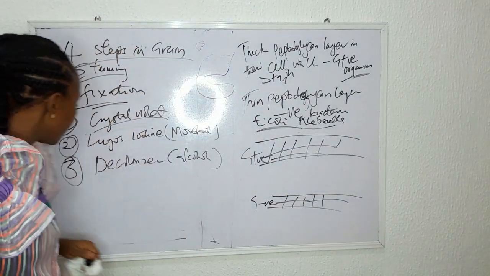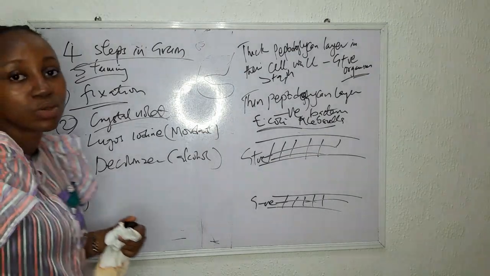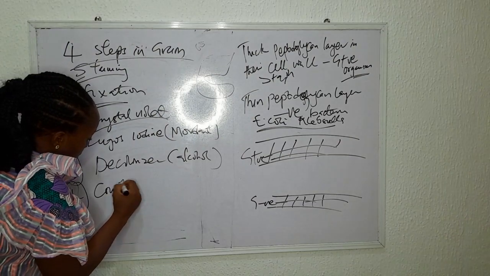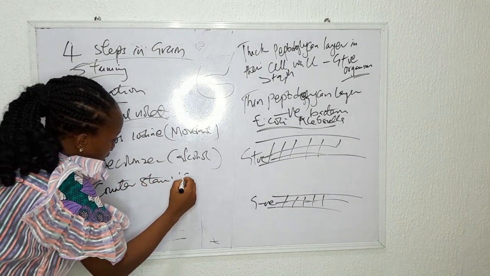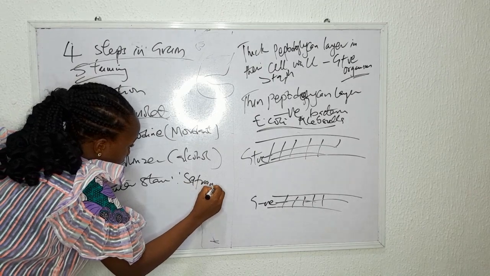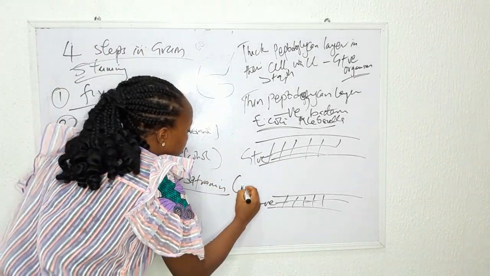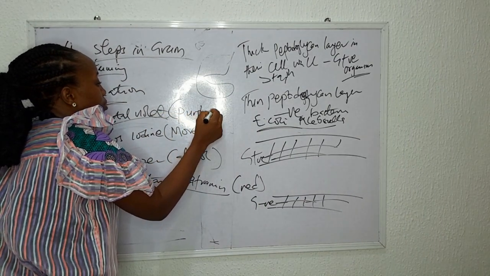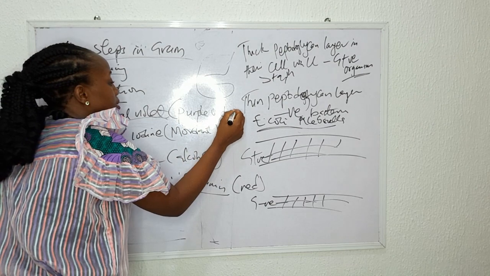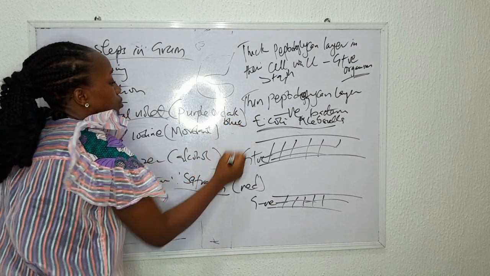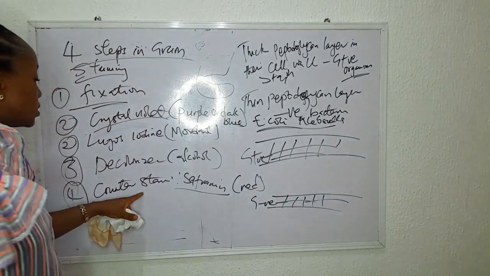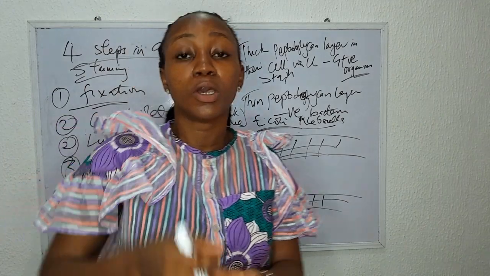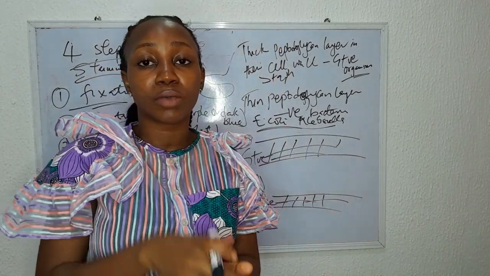After the decolorizer, we are going to be adding the final stain, which is the safranin counter stain. You can call it the counter stain. Usually safranin. This is usually red in color, while the crystal violet is purple or dark blue. So after adding the counter stain, then you wash off. Then after that, you view under the microscope. For viewing under the microscope, you use your immersion oil.